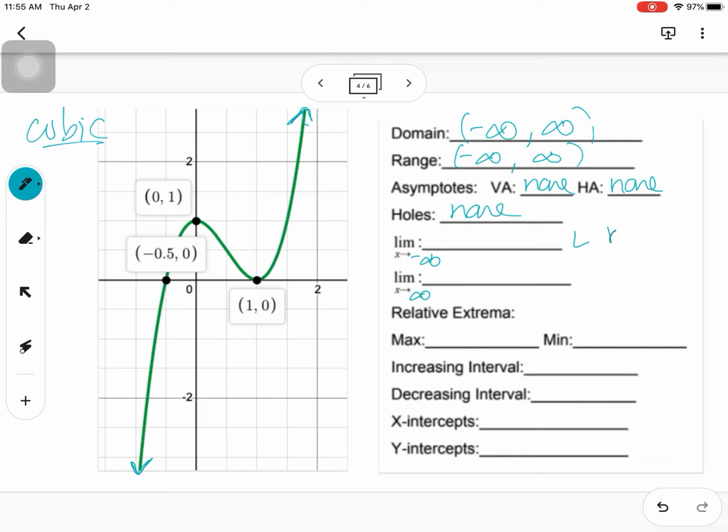Looking at my end behavior, to the left, it is going down. So this is going to be f of x equals -infinity. To the right, it's going up. So this one will be f of x equals +infinity.